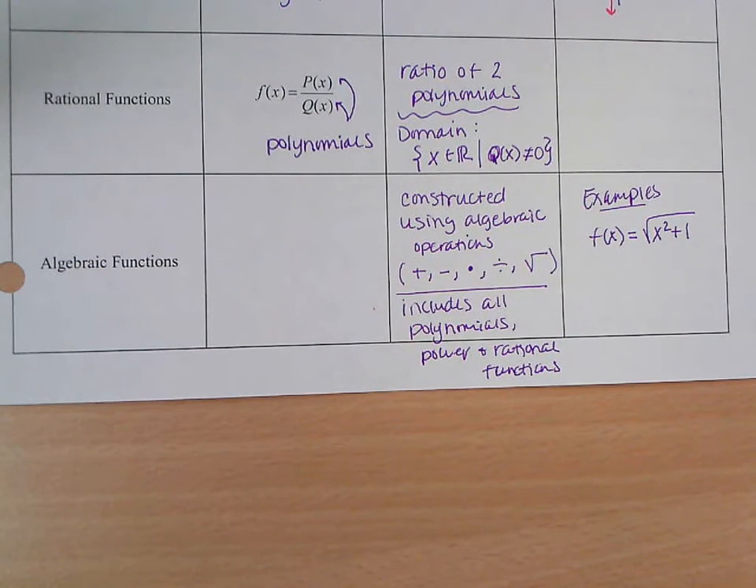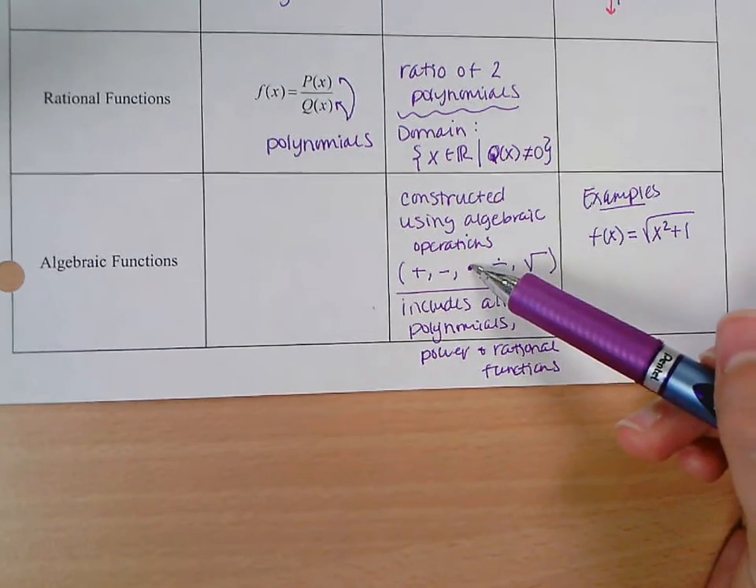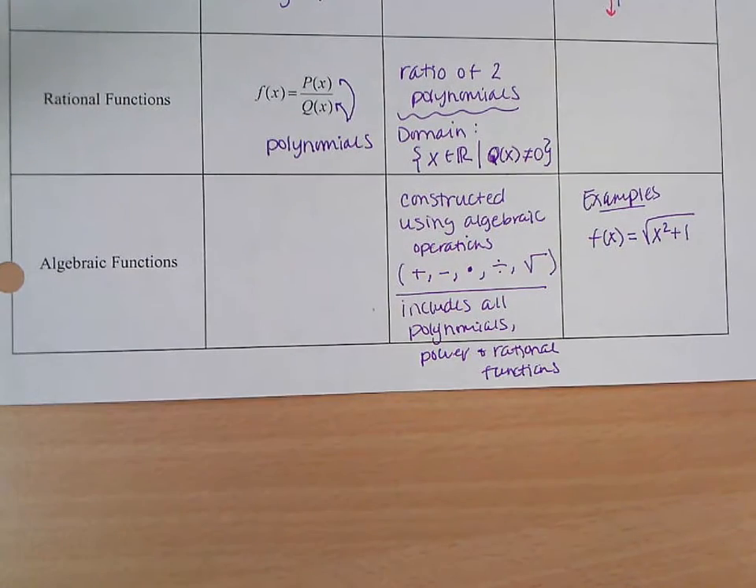So yes, there's a root. This wouldn't be a power function because there's more in that root besides just x, but it would be an algebraic function because we have a root. It would include exponents because exponents are just repeated multiplication. We have addition in there. So that's an algebraic function.